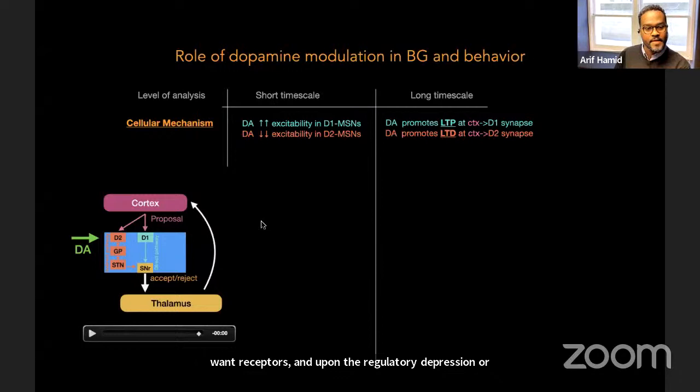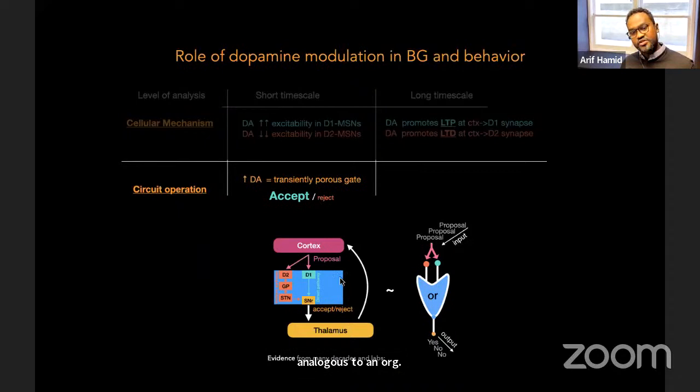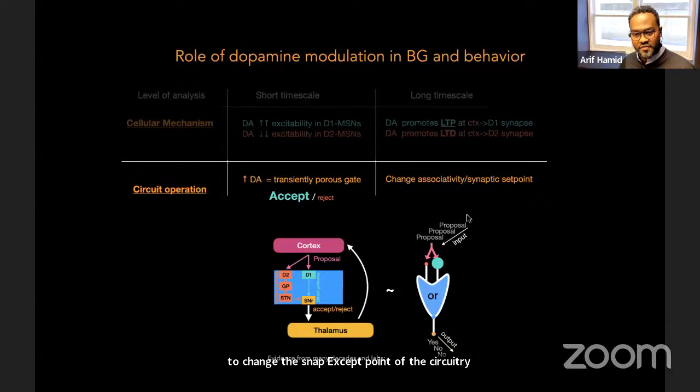If at the circuit level you think of this circuit as analogous to an OR gate, you can also think of transient elevations of dopamine through these excitability effects as really causing this gate to be transiently more porous, that is, to accept these cortical proposals. Whereas these plasticity functions are thought to change the synaptic set point of the circuitry, so that future proposals will be much more likely to be gated through as this cortical D1 synapse is potentiated.